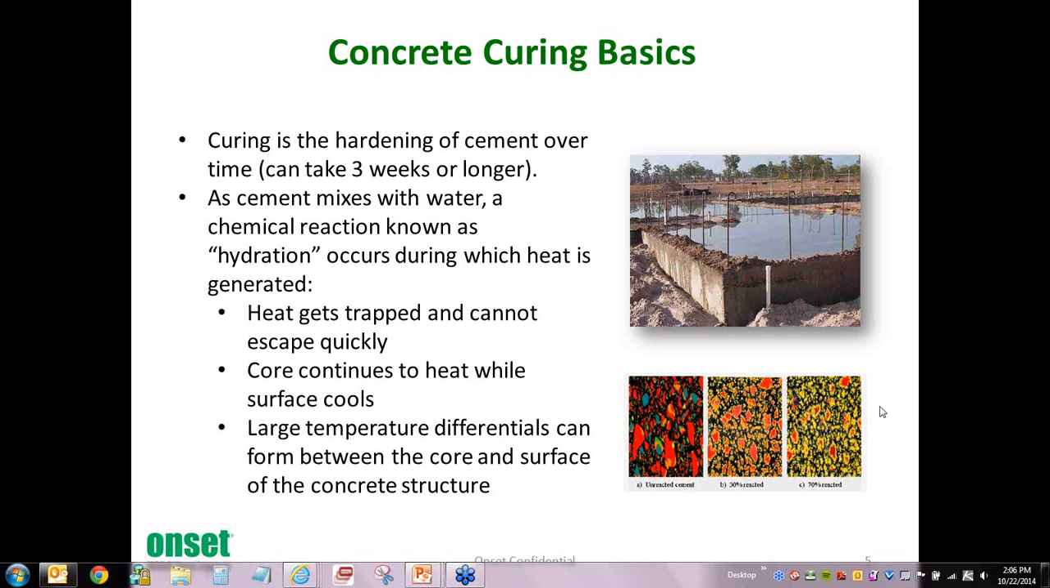As cement mixes with water, a chemical reaction known as hydration occurs, during which heat is generated. When this process occurs, heat gets trapped and cannot escape quickly. As such, the core of the concrete structure continues to heat while the surface cools. This can lead to large temperature differentials developing between the core and the surface of the concrete structure. In the bottom right corner, you'll see some images showing some percentages of reactive cement compared to unreactive cement.